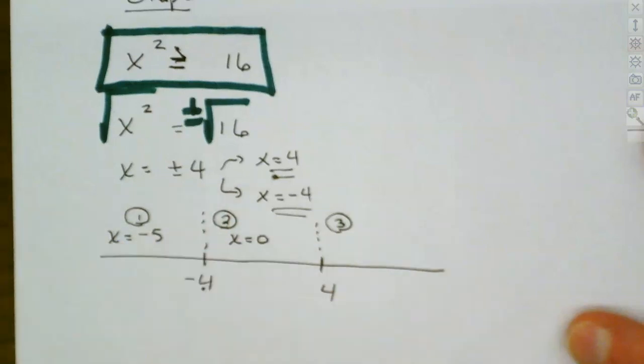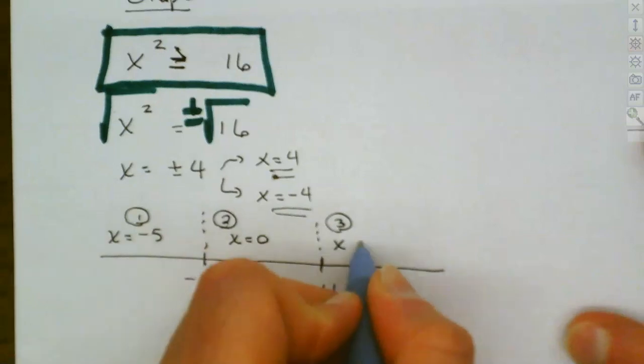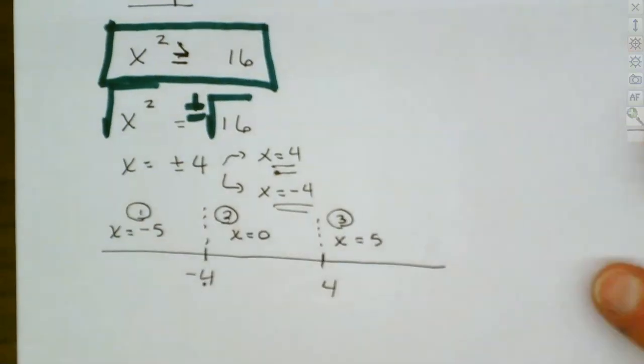How about 0? And then we need a number that is bigger than 4. So how about we pick 5? 5 is bigger than 4. All you need is a small number in each section to check.